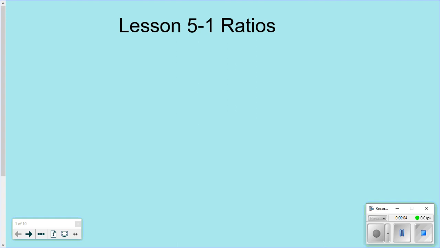This is the beginning of chapter 5. This is lesson 5:1, ratios. This is a really, really long chapter. There's approximately 10 lessons, but they're going to be short and sweet lessons. So most likely the videos and homework won't take you a lot of time.